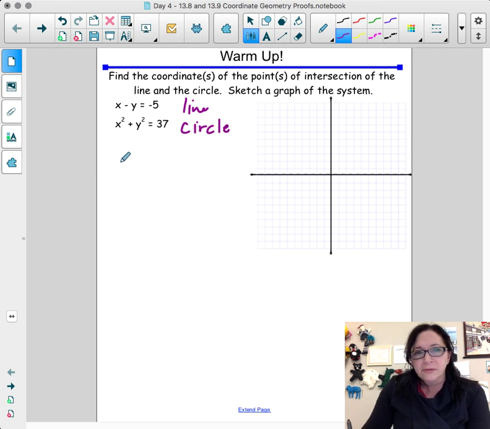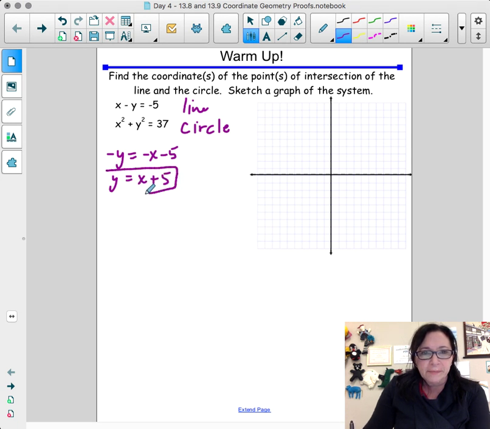So I'm going to graph the line first. To graph this line, I'm going to put this in slope-intercept form, which means I'm going to solve for y. So we have negative y, moving the x to the other side, is equal to negative x minus 5. Multiply everything by negative 1. We're going to get y is equal to positive x plus 5. So here's the equation of my line right here.